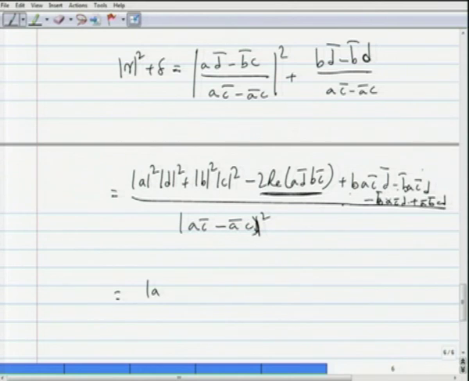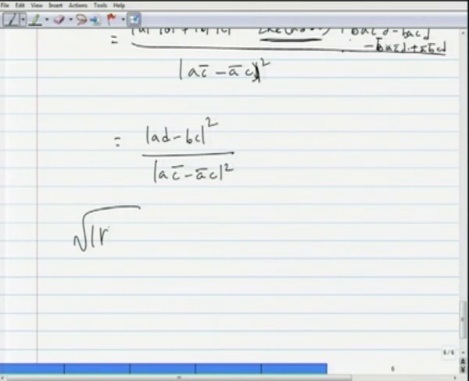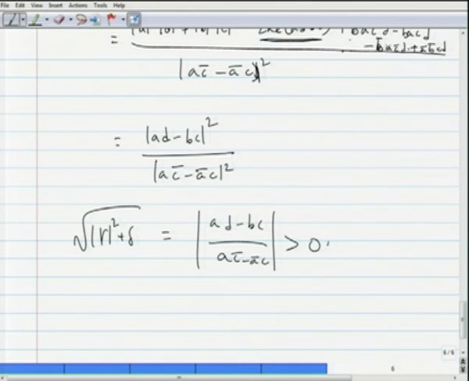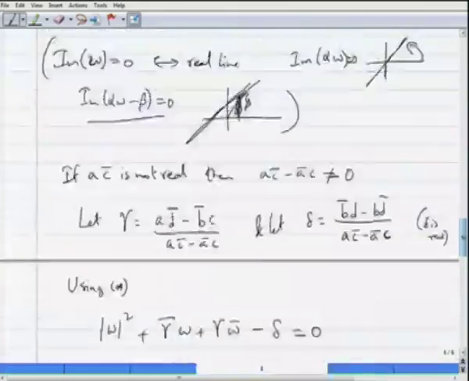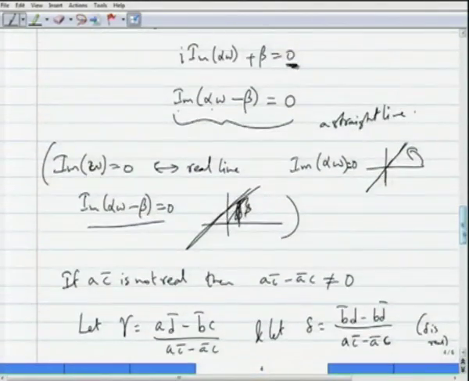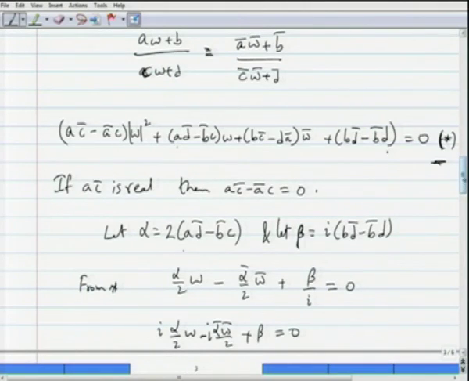Okay. And then the terms with the minus sign in front of them remain, and that gives me modulus of ad minus bc, divided by modulus of a c bar minus a bar c squared. So the square root of modulus gamma squared plus delta is equal to modulus of ad minus bc by a c bar minus a bar c, which is a positive quantity. So that shows that T inverse, in either of these two cases, what we have shown is that the locus of W according to star is a circle.